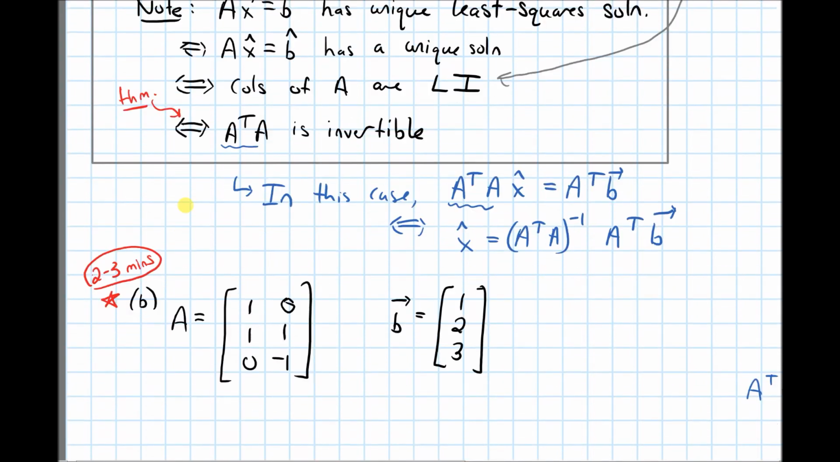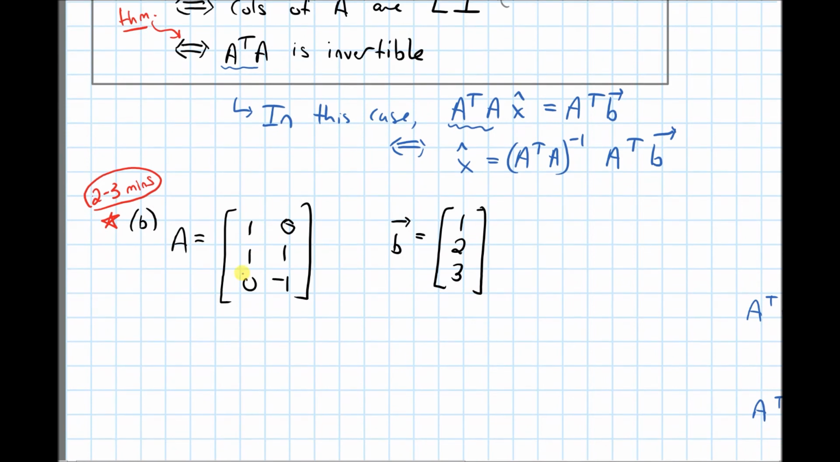All right, so let's look at another example. So in this next example, A is this 3 by 2 matrix now, and b is this vector in R3. For this question, I'd like to give you all the chance to try this for about 2 to 3 minutes. So at this point, pause the video. Pause it for about 3 minutes and try this question. See if you can work out what the least squares solution is.